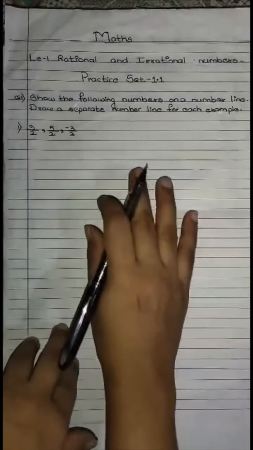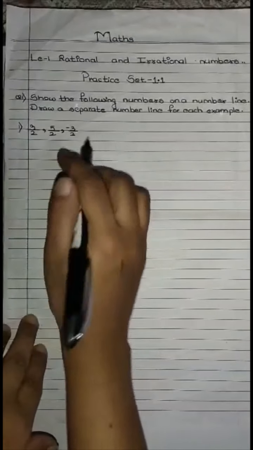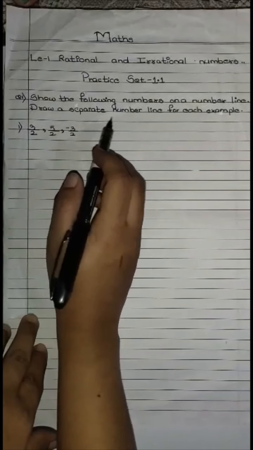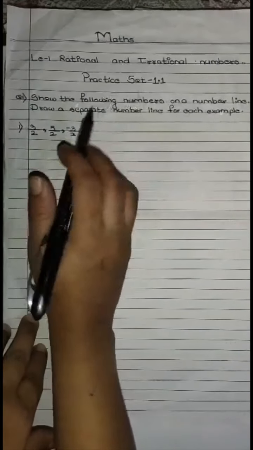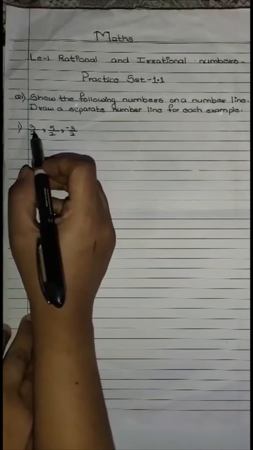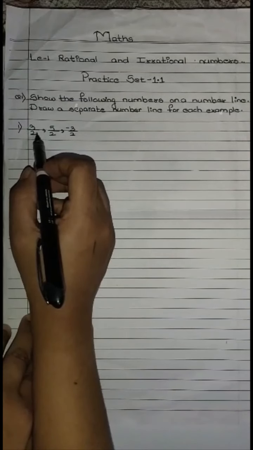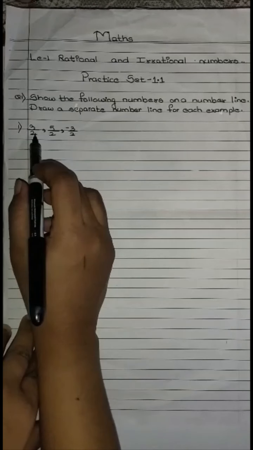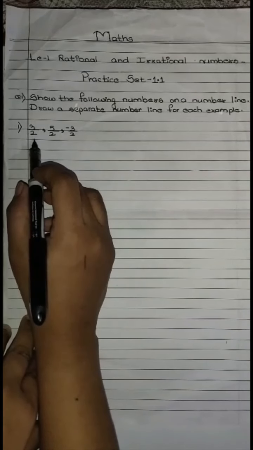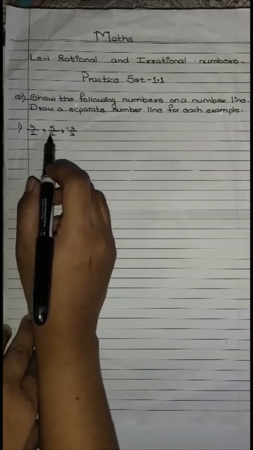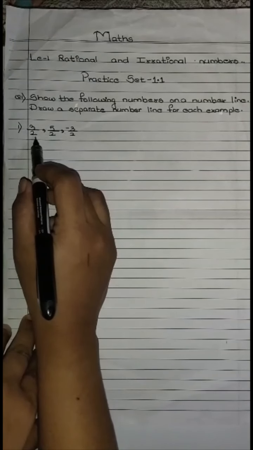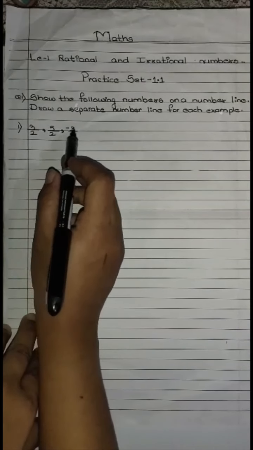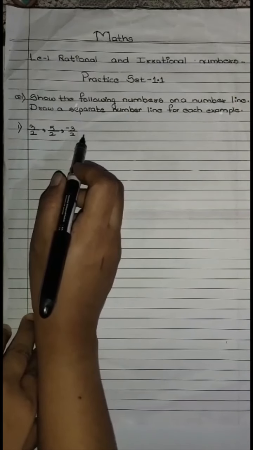Welcome students. In this video I am going to explain how to show the following numbers on a number line and draw a separate number line for each example. Okay, now see these numbers. These numbers are rational numbers because these numbers are expressed in the form of p upon q, and q is not equal to 0, meaning the denominator is not equal to 0. All these numbers are rational numbers.